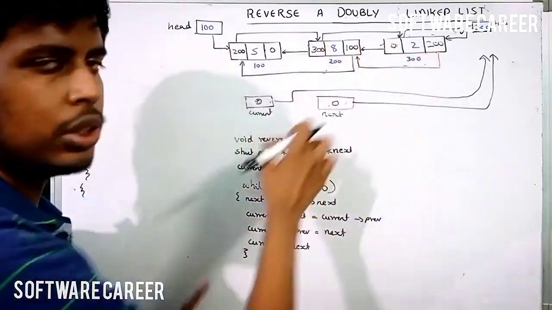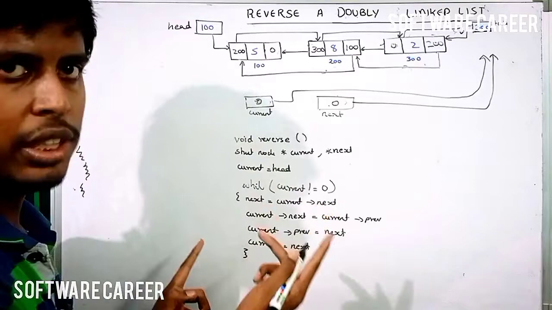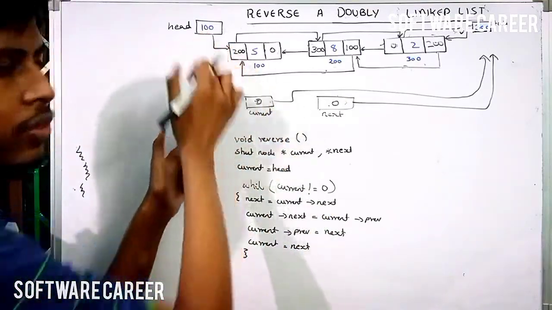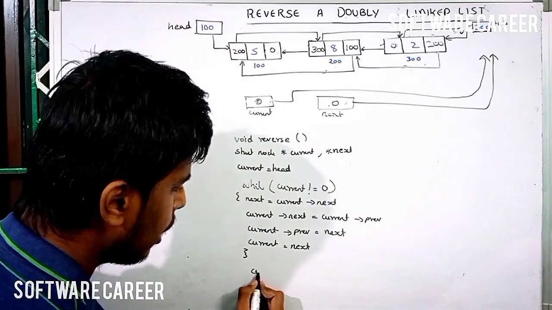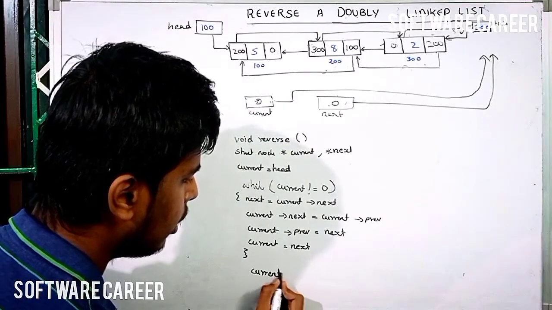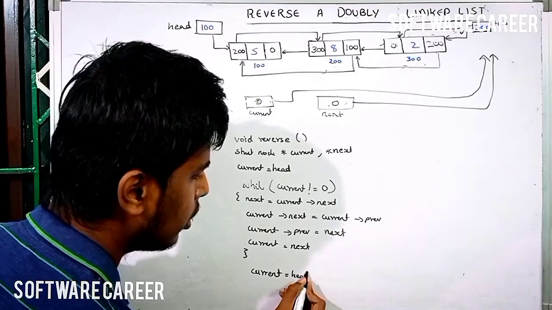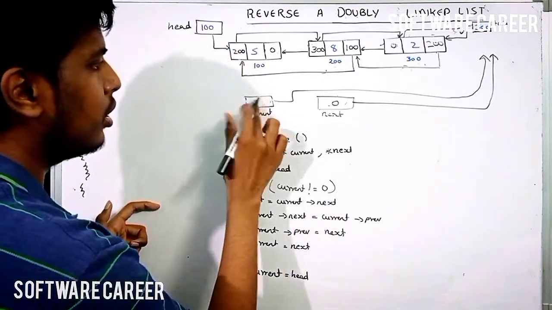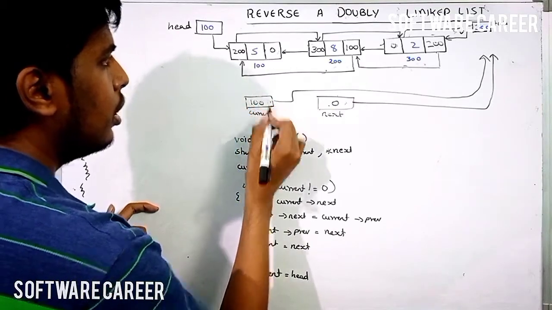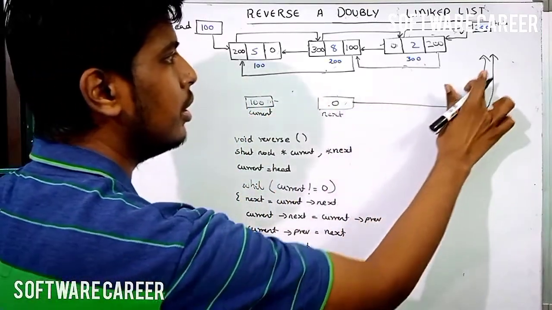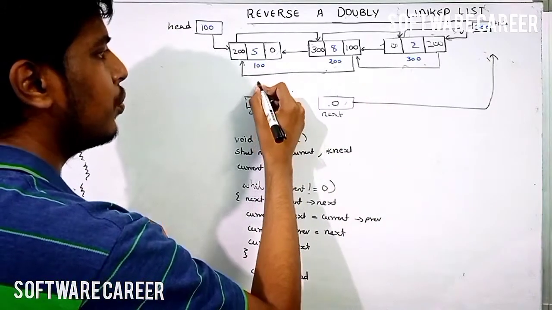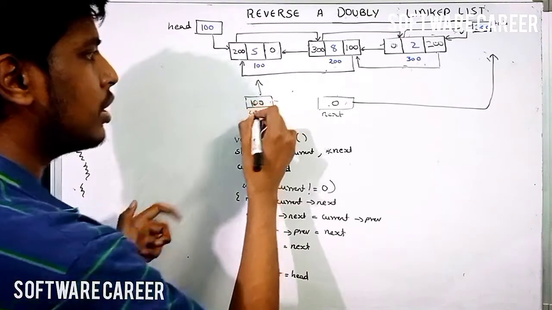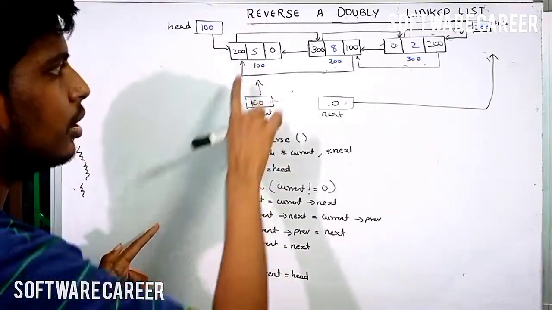Now head and tail you should swap, right? So I need a third variable for swapping, that is current. So in current I am storing the head value. So see here, I am writing the code. Current equals to head. Now see, head is 100. Now 100 I am storing in this current. Now this current pointer is cancelling here and it's pointing to the first node. Now this current is pointing to the node having address 100, that is first node.